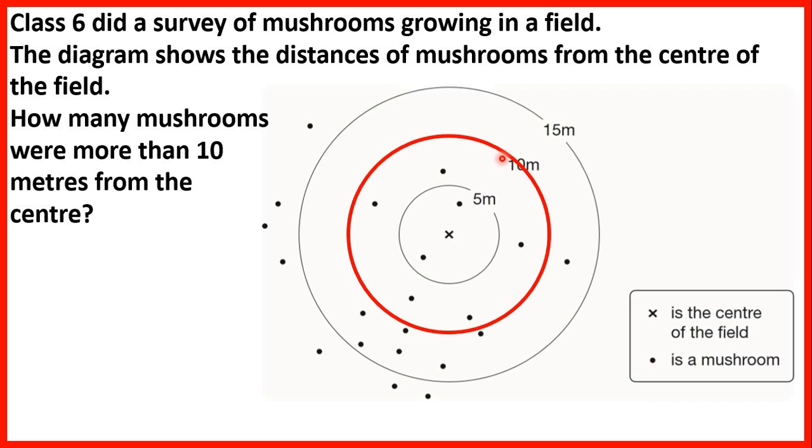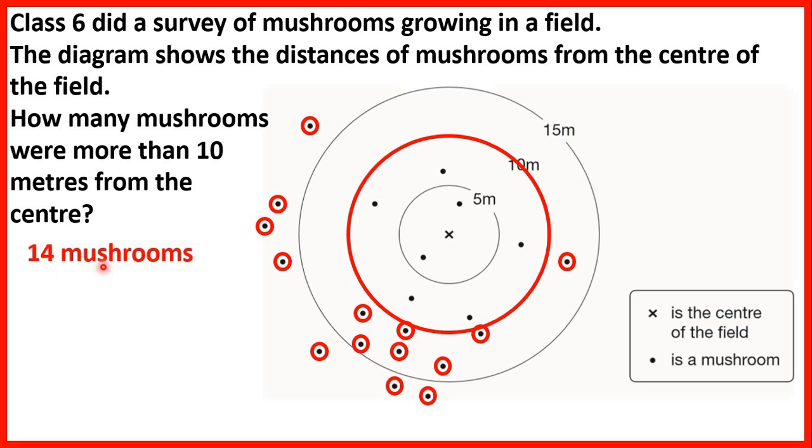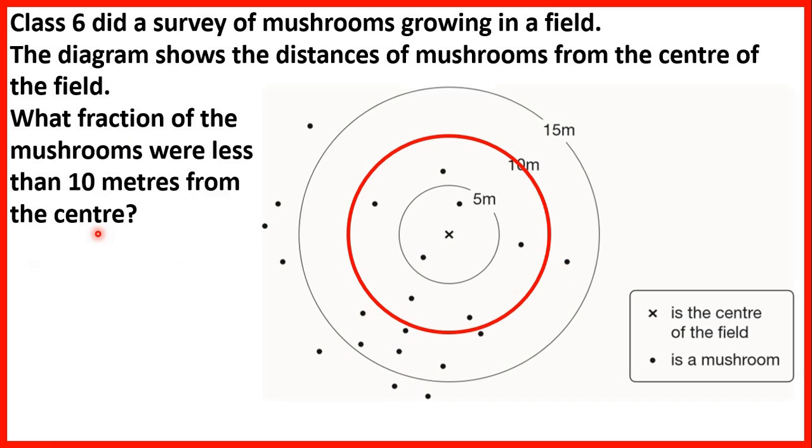So if we look at the line which shows 10 metres, we want to know how many were more than 10 metres from the centre. So we want the mushrooms on the outside of the circle. We have 1, 2, 3, 4, 5, 6, 7, 8, 9, 10, 11, 12, 13, 14 dots outside of 10 metres. So 14 mushrooms were more than 10 metres from the centre.